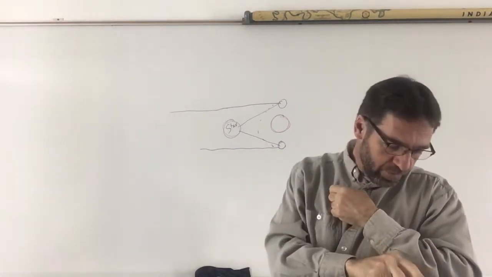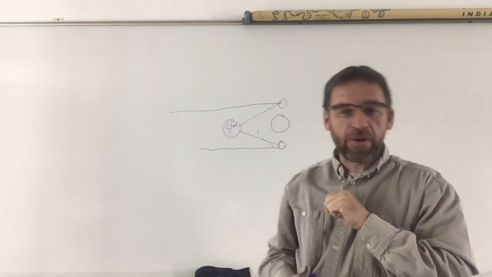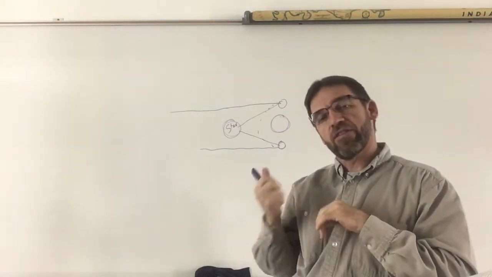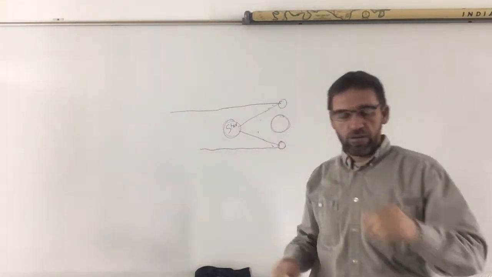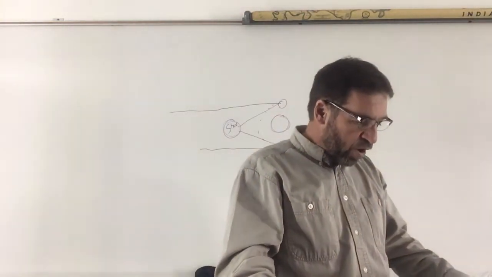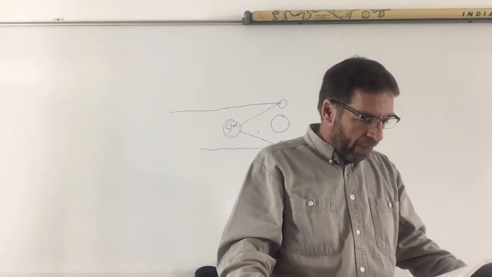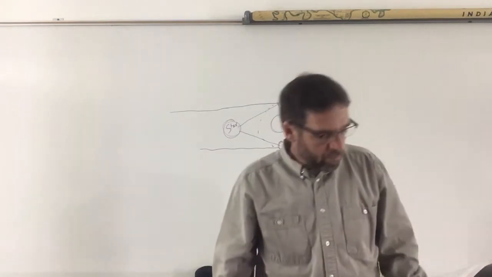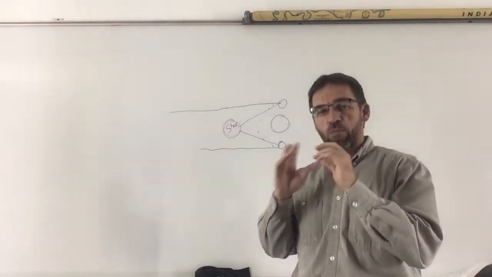Now you have two ways: the parallax method and the apparent magnitude method. This is the parallax method, and it works great on close stars. If you want to measure something far away, you can use the apparent magnitude. That's how bright the star is.